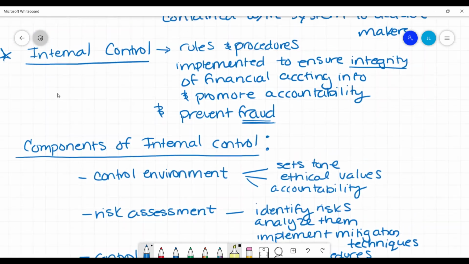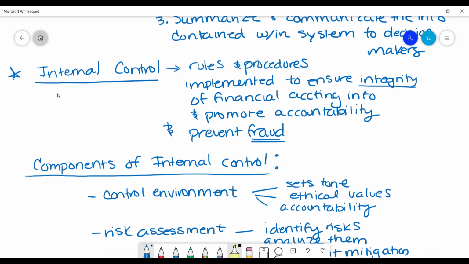But at the end of the day, all of this is important, but the really important point is just to understand what internal control really is. And again, it's the rules and procedures that a company implements to ensure the integrity of financial accounting information, right? Which helps to promote accountability and prevent fraud. Okay?